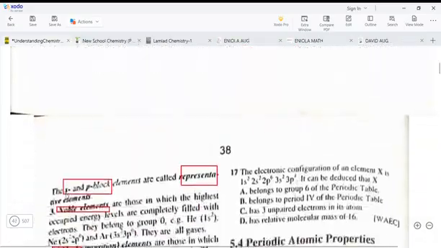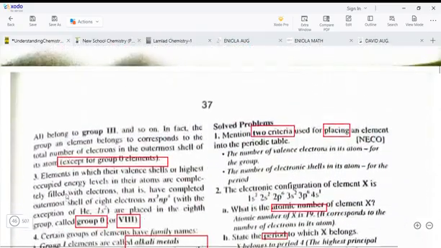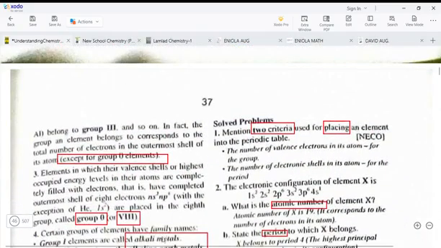Now I want to quickly look at some questions under this topic. We have mentioned 2 criteria used for placing an element. That means when you are arranging elements, what are the things you consider? You consider valency. Those that have the same valency will be in the same group. Then we also consider their shells.